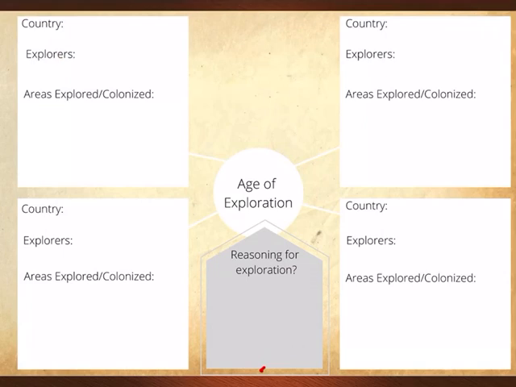So what you're doing on this PDF is you see how there are 4 boxes. We've talked about 4 different countries and their exploration of the New World. What I want you to do is put the 4 countries, Spain, England, France, and the Netherlands, each in a different box. Then I want you to tell me some explorers that explored for that country. You don't have to tell me all of them, but give me some examples of different explorers who explored for that country.